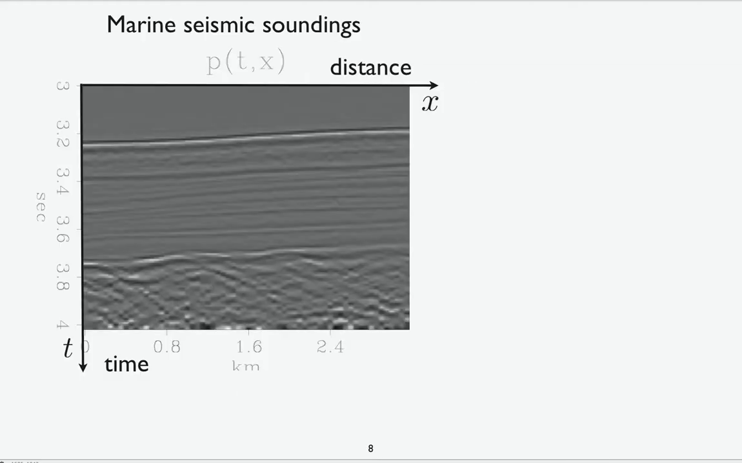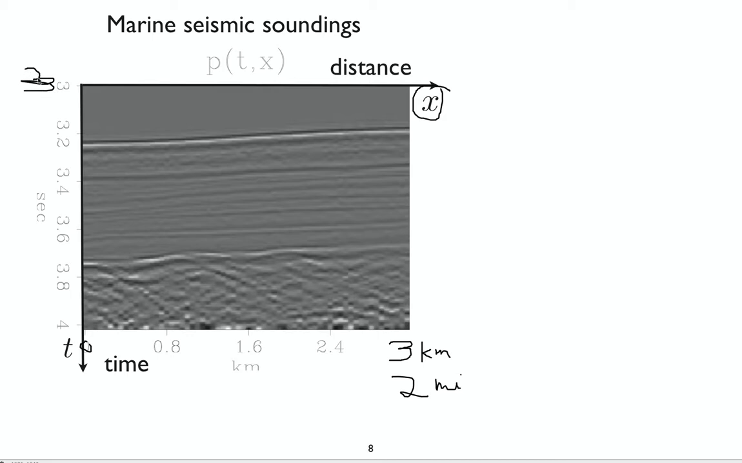And here it is, some marine seismic soundings. Here's the distance on the x-axis. The scale is at the bottom here. It goes from 0 over to 3 kilometers. And 3 kilometers, you will understand if you're American, is 2 miles. And we're looking at echoes inside the Earth, underneath the ocean, and the time axis runs from 3 seconds.